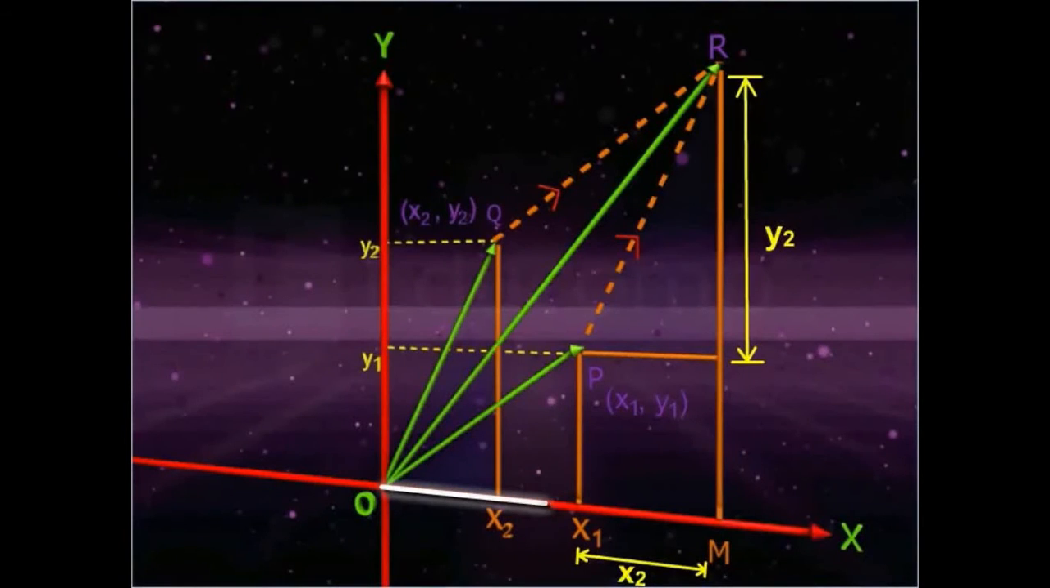Now, the sum of these two horizontal distances on the x-axis gives the x-coordinate of point R, and the sum of these two vertical distances gives the y-coordinate of point R. Thus, the coordinates of point R are x1 plus x2 and y1 plus y2, or you can say vector OR represents the complex number (x1 plus x2) plus iota (y1 plus y2). This discussion helps us to derive that the sum of the complex numbers is the sum of their real parts and the sum of their imaginary parts.